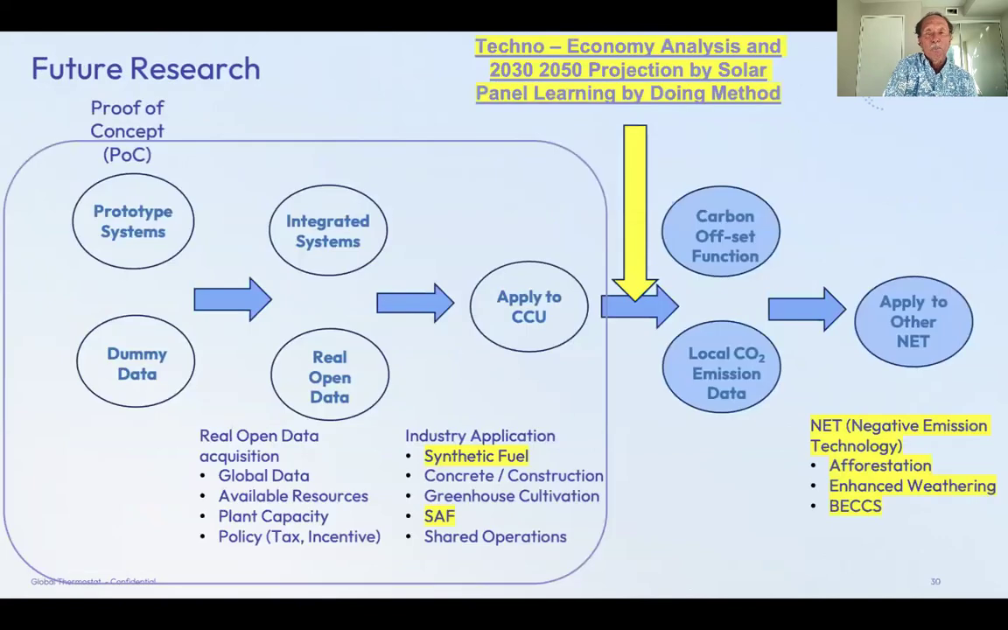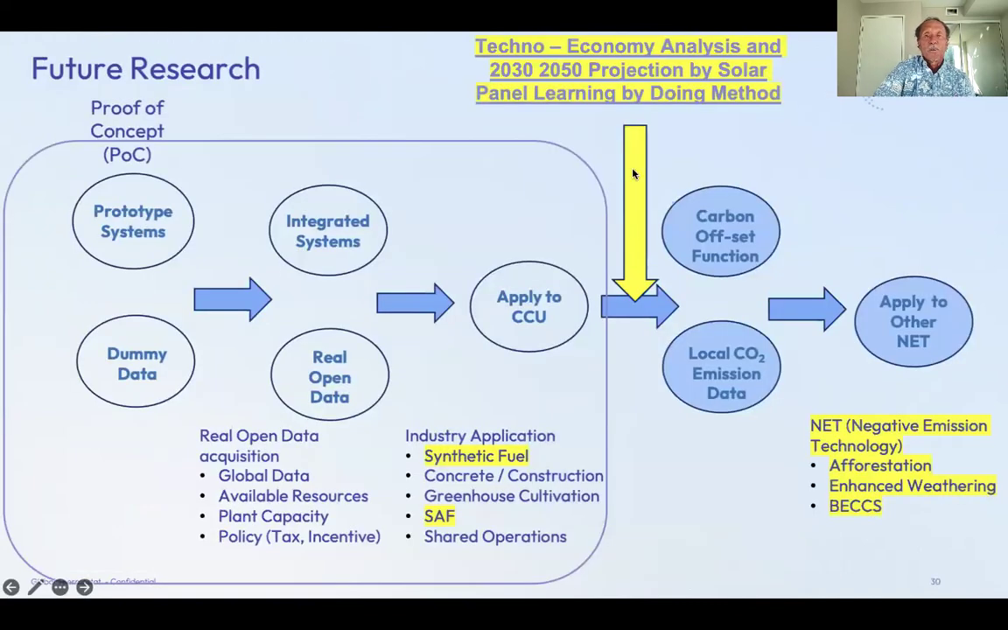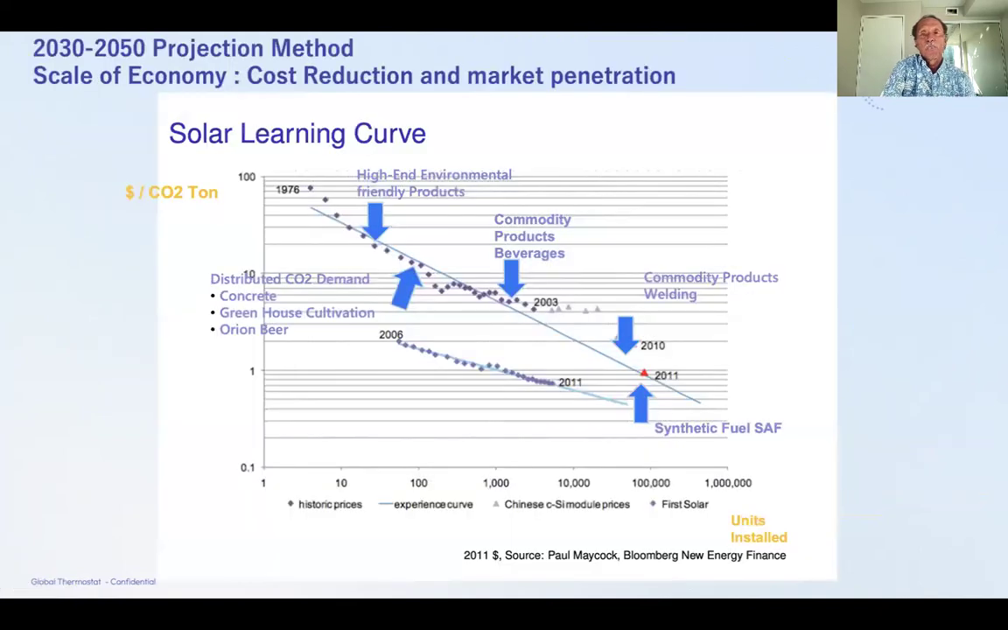In future research, I want to expand. This is the area of my research. I want to add future projection by the learning-by-doing method, which has been applied to the solar panel. And once I have created and completed that mechanism, I want to apply it to other net negative emission technologies such as afforestation, weathering, and BECCS. And this is a sample of the solar panel projection curve by learning by doing.